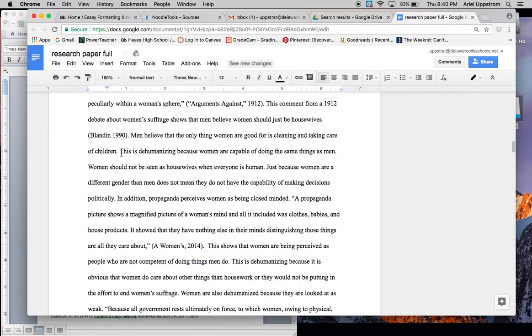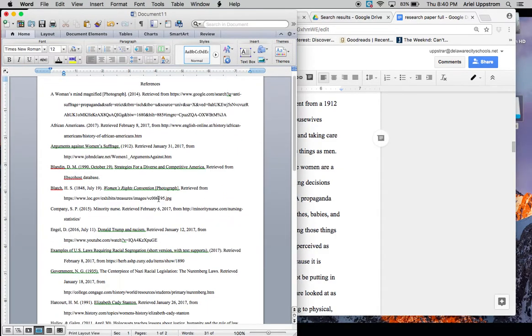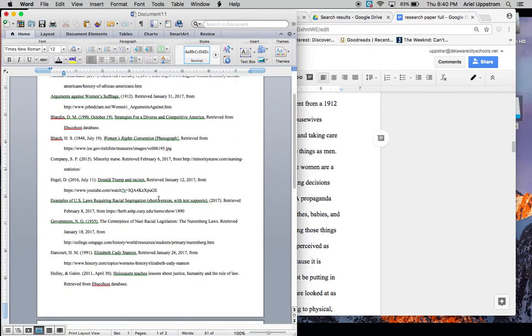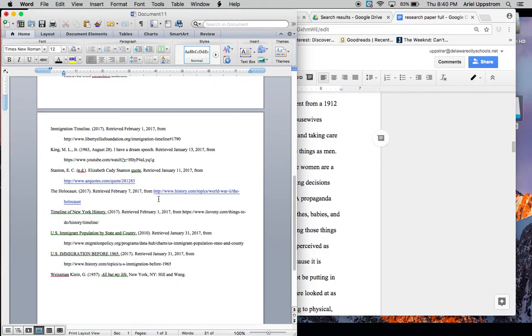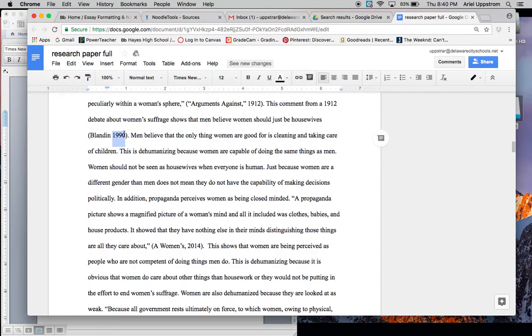If I did not have a date, for example, for this resource, then I would put the note that it has ND in parentheses. That is what I would put here. N period D period with a comma in between the author and the date. If there is a date, again, you simply put the date.